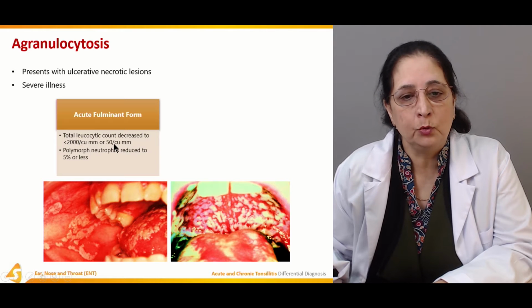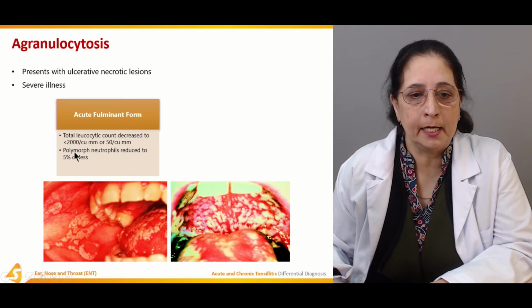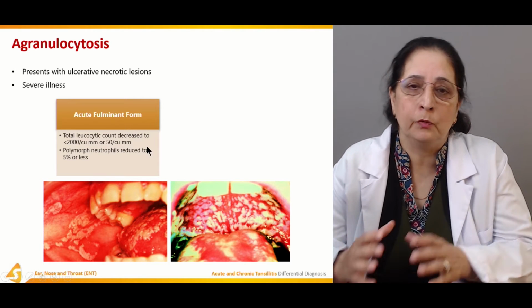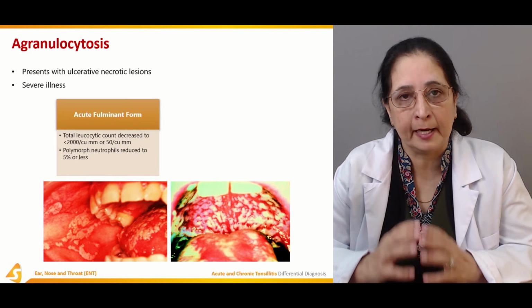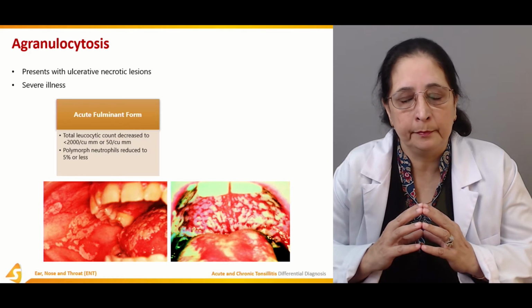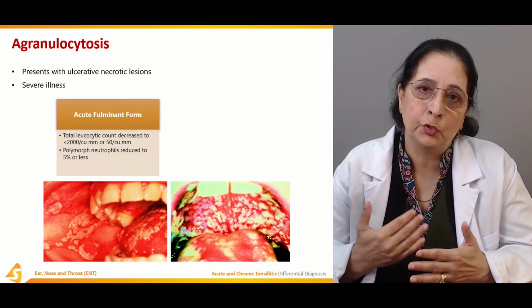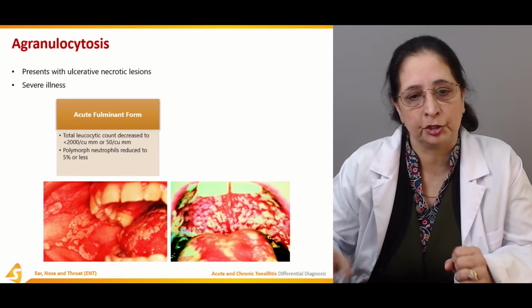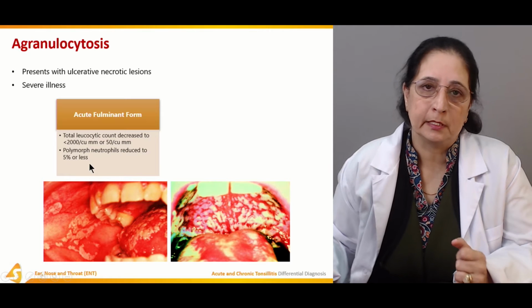In this, the total leukocyte count, white blood cell count, is decreased to less than 2000 per cubic millimeter or 50 per cubic millimeter. So white blood cell count is very, very low. White blood cells protect the body against the infections. And if the white blood cells are so low, then it can lead the patient to different kinds of infections, and it is a very, very severe illness. Polymorph neutrophils reduced to 5% or less.